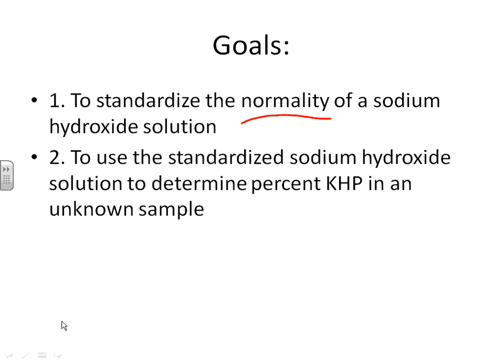The second thing we're going to be doing in this lab is using this standardized NaOH solution to determine percent KHP in an unknown sample. KHP, which I will be talking about more later: at this moment, what you need to know is that it's an acid. It stands for potassium hydrogen phthalate. It has one protonizable proton and it comes in solid form. So it's a little different from a lot of our other acids, which are liquids.